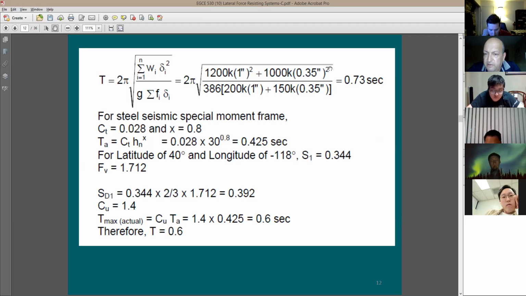So I have to be careful here with units. I'm going to be using kips and inches. So for the weight and the force it is going to be kips. For displacement and dimension it is going to be in inches. Divided by, now I said inch, so g in this case is going to be 386 inch per second squared.